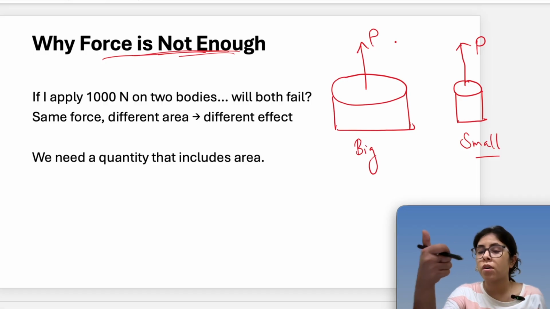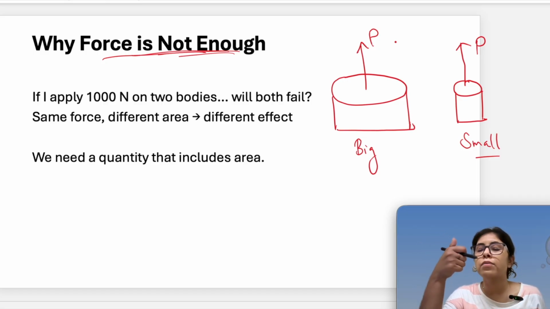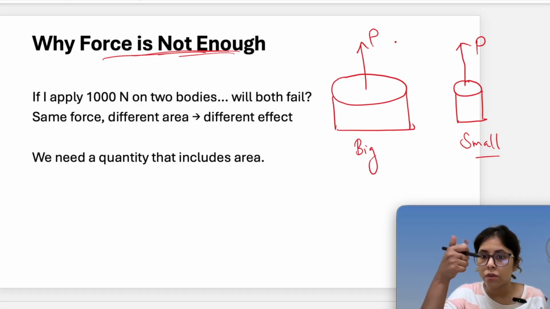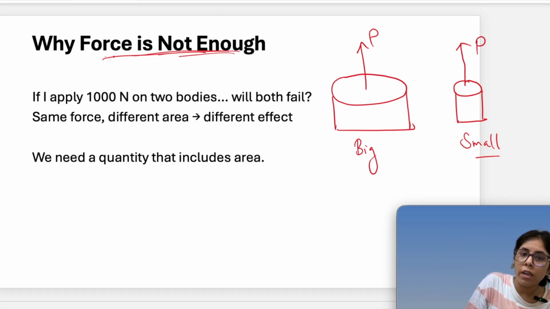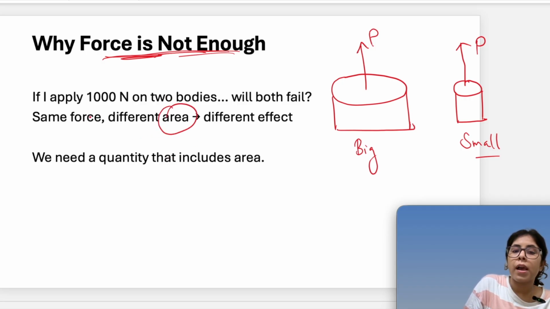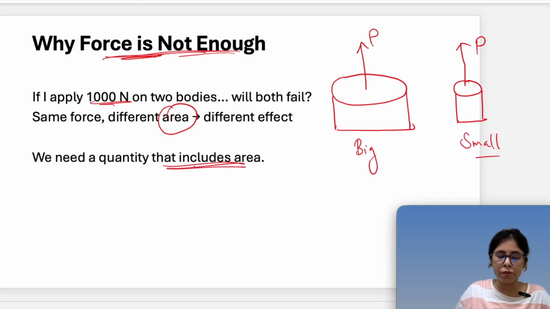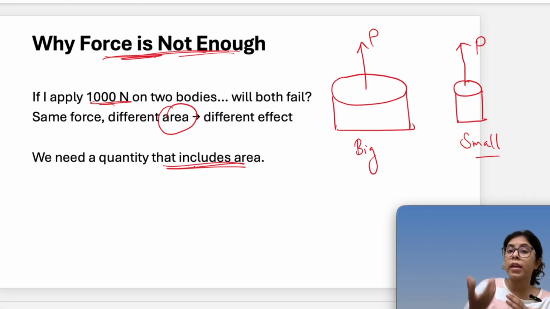So force alone is not enough. We need to have one more criterion that will define what's going on, right? We need another criterion, which is area. If I apply 1000 Newton force on two bodies, both will not show the same effect, right? So from here we understood that force alone is not enough, and we need a quantity that includes area as well, which has both force and area.